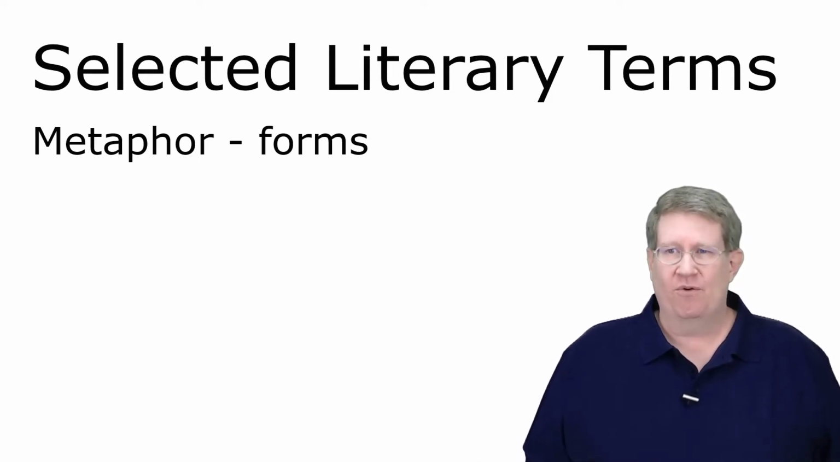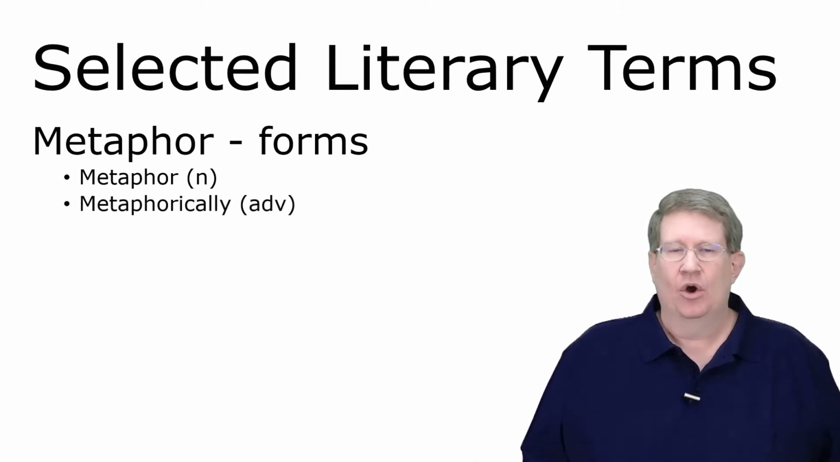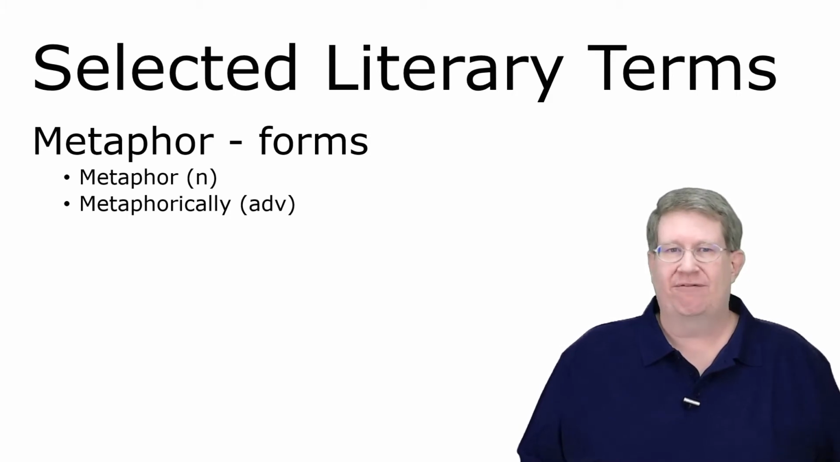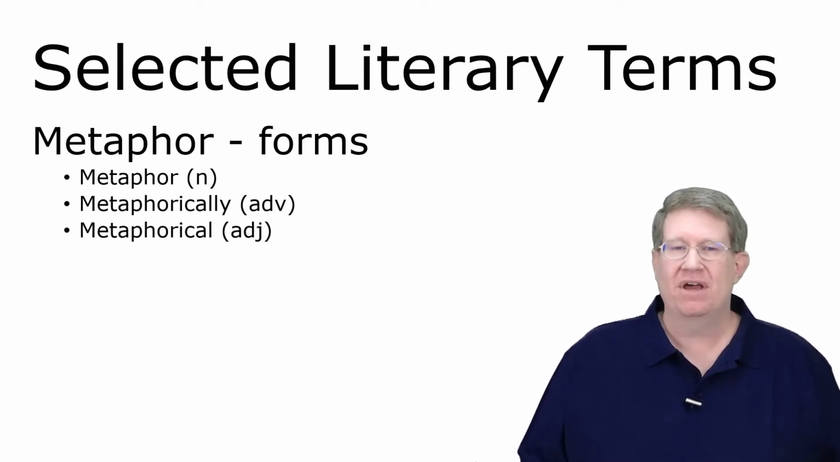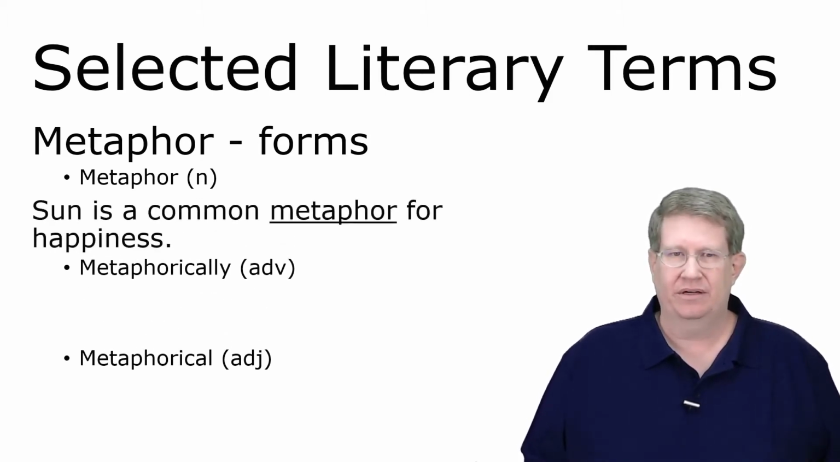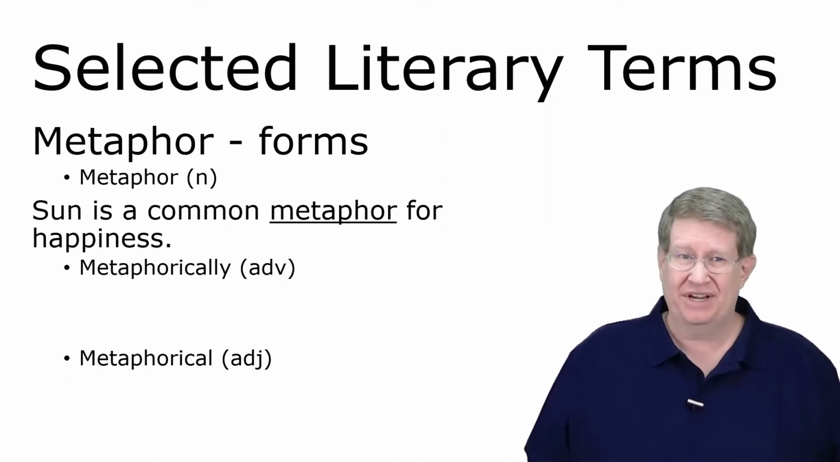Let's take a look at some forms. So first of all, the form we've been looking at, a noun, which is metaphor. We also say metaphorically and metaphorical, so the adverb and the adjective form. So let's take a look at each of these. Sun is a common metaphor for happiness. We talk about brightness or light in the sky. It's a common metaphor for happiness. In stories, lots of good things happen on bright, sunny days.